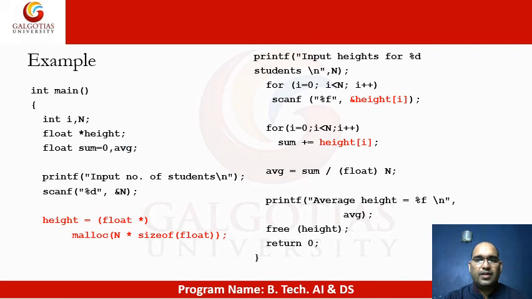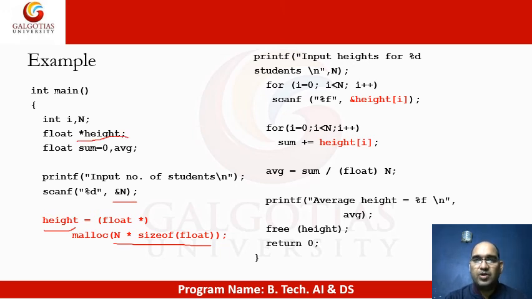Now let's see how we can do that with the help of this example. int main, int i, n, float *height, sum, average, printf input number of students. So in n we are storing the total number of students. So height is equal to (float *) malloc(n * sizeof(float)). Whatever value of n we have stored, we multiply with the size of a single float variable, so that this much memory is allocated, and it is pointed to by the pointer height, because height is a floating point type pointer.